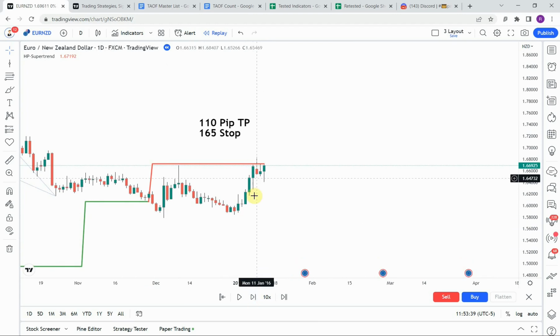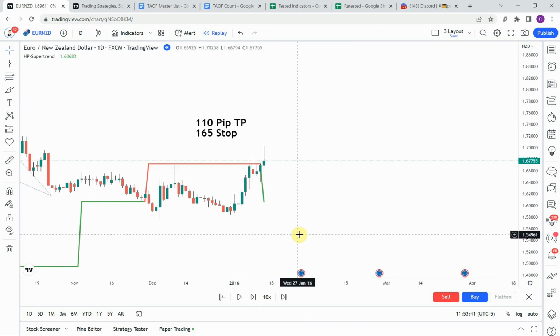All right, so we see that we get a long signal right here that appears, and you can see that we get that switch, that jump where the Supertrend jumps below the price action and goes into the green position. And so this would be a long signal right here. What you can do is just hit the buy there.